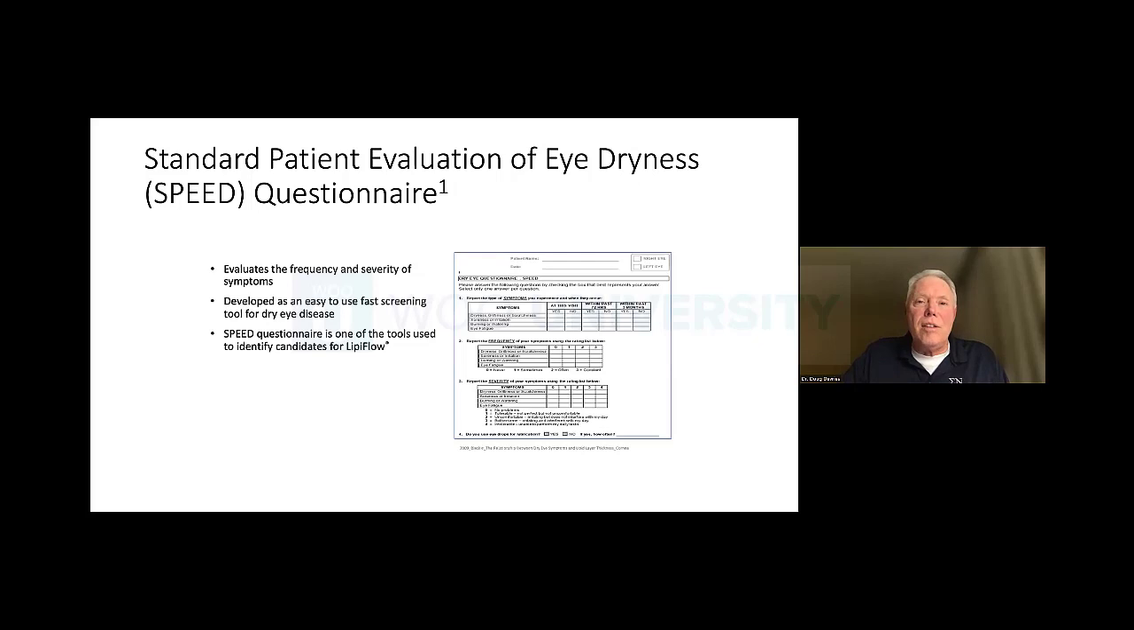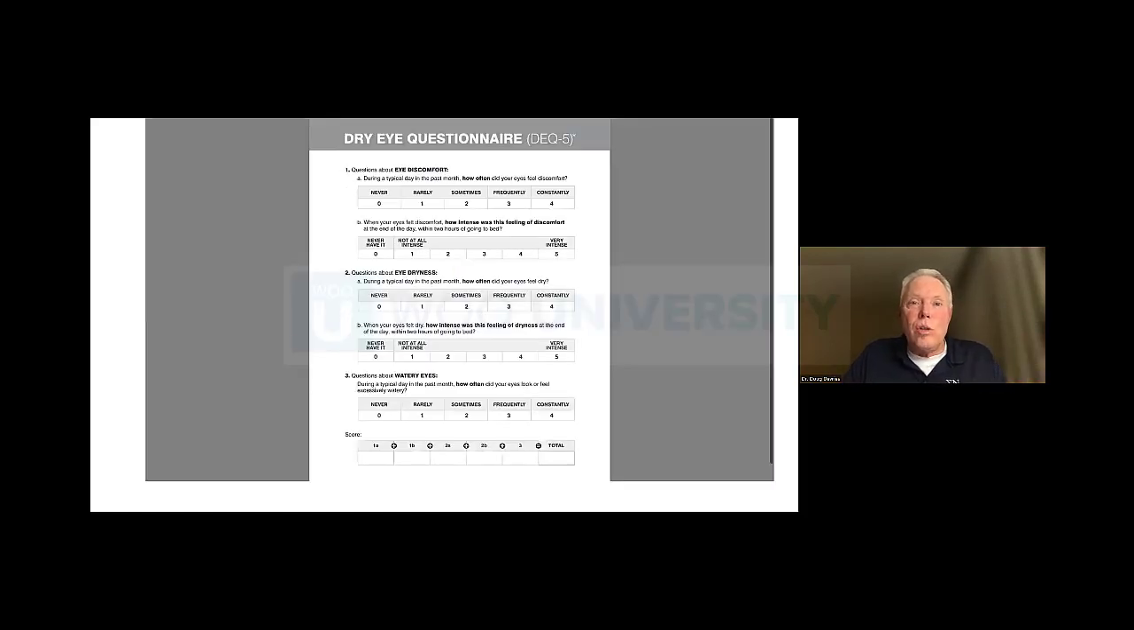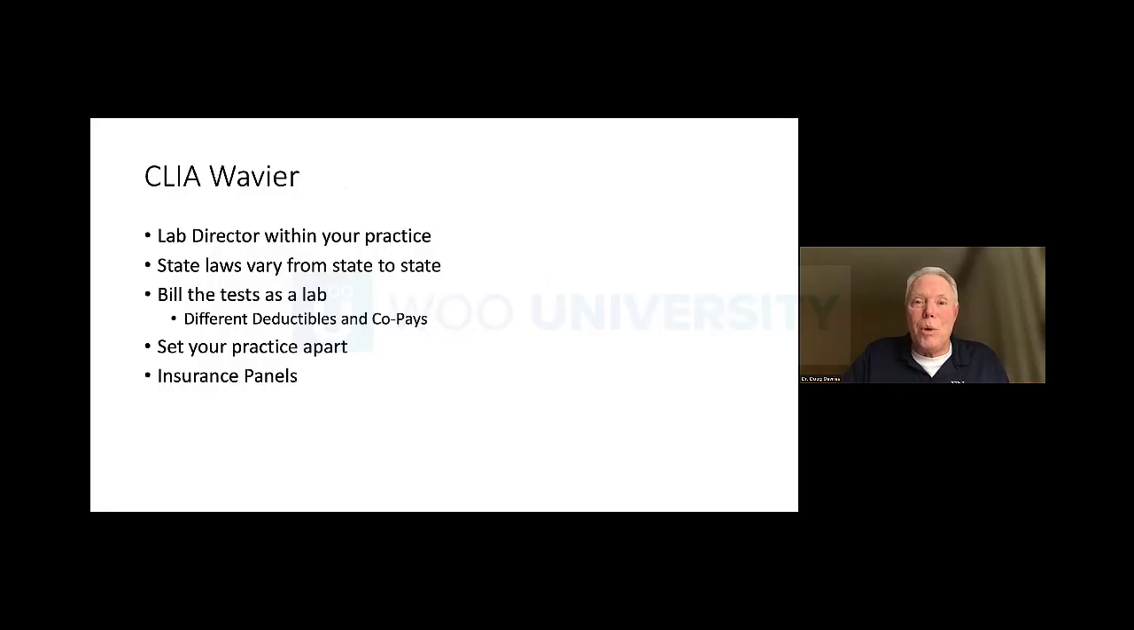The other thing that the SPEED questionnaire does in my practice is it generates point of care testing. I don't have to see a patient first. If they have a 6 or above on the SPEED questionnaire, they automatically generate point of care testing. At that point, my staff just takes over. They see that, so before I've ever seen the patient, we'll go through some of the tests. You can do that also with the DEQ-5, which is another standard validated questionnaire. This way, you'll never be questioned by an insurance company for the test you run, because it is based on a validated questionnaire and a certain number that you pick that generates that point of care testing.